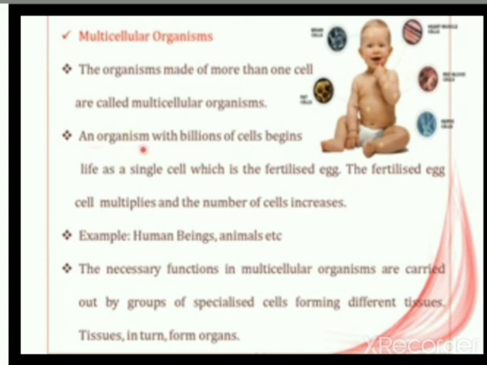The necessary functions in multicellular organisms are carried out by groups of specialized cells forming different tissues. So groups of specialized cells which perform the same functions are known as tissues. So in multicellular organisms, the enzymes that digest food are produced by the cells of digestive glands. Blood transports oxygen and carbon dioxide. So that is how different cells perform different functions in multicellular organisms.